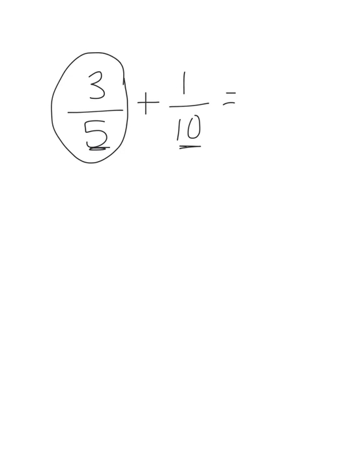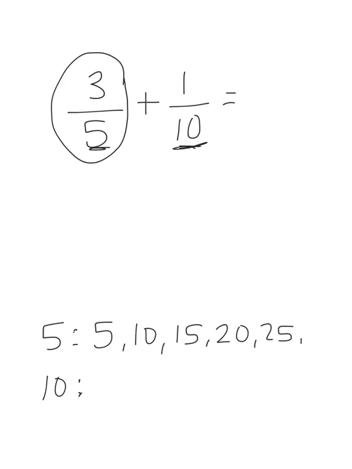Now again, you want them to be equivalent because you want them to carry the same value. You're just trying to change the denominator. So let's look at our multiples again. Let's look at our multiples of 5 and our multiples of 10, and let's list out those multiples. Now these are a little easier. So my multiples of 5 are 5, 10, 15, 20, 25, 30.